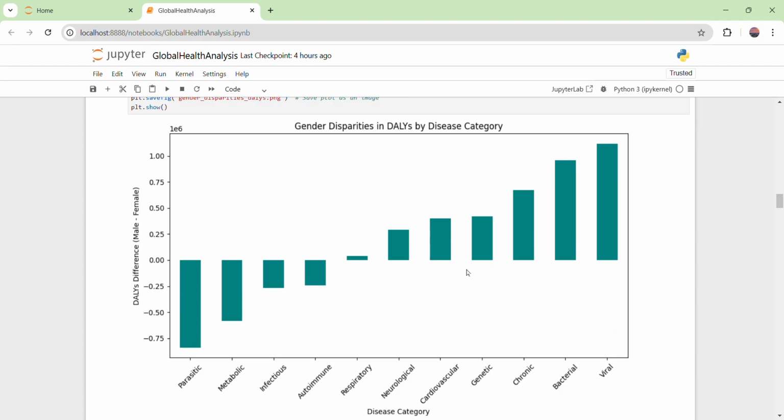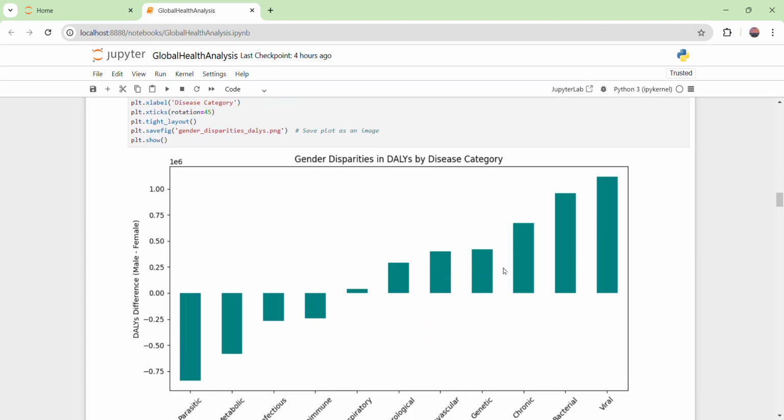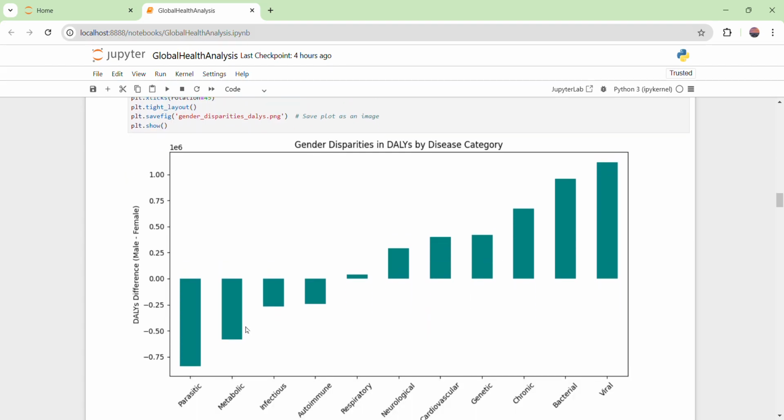This graph represents the DALY disparity between males and females. We can see that viral diseases and parasitic diseases are the two diseases which vary to a great extent in the difference of DALY values between males and females. If we talk about parasitic diseases, females are more prone to them as compared to men. Similarly, for viral diseases, men are more prone as compared to females. This is one of the conclusions we can draw from this DALY difference graph.